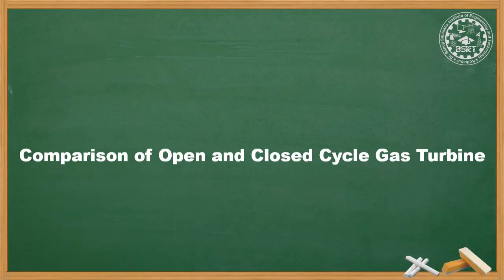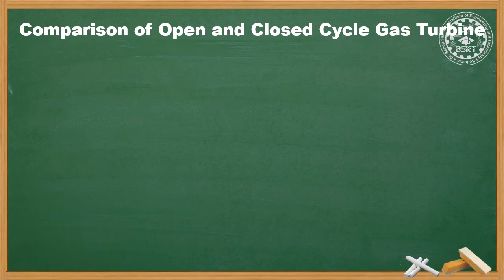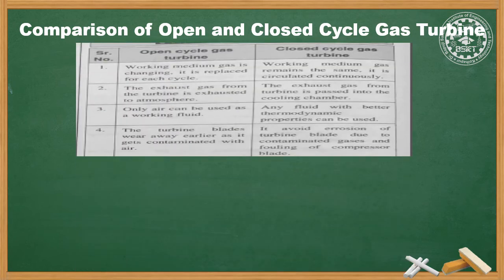The next point is the comparison of open cycle and closed cycle gas turbine. Questions regarding the comparison between them have been asked multiple times in your previous MSBTE examinations. First point is the working medium gas. It is replaced for each cycle in the open cycle, whereas in the closed cycle the working medium gas remains the same. It is circulated continuously through the closed cycle gas turbine.